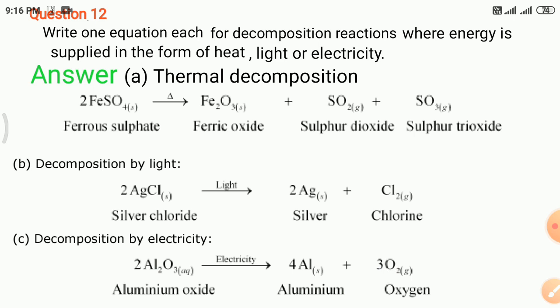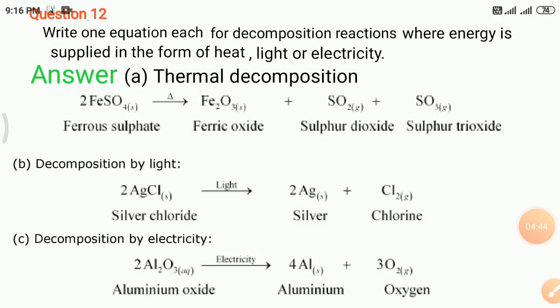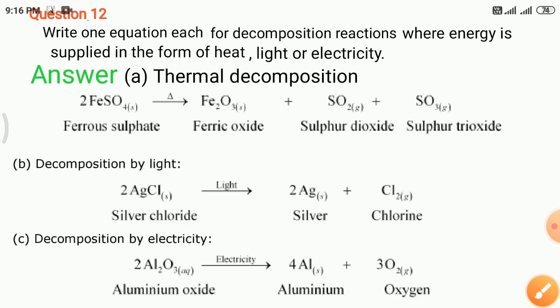Another equation we will write is for decomposition by light. For example, 2AgCl, silver chloride, in the presence of sunlight, will divide into silver and chlorine gas. So that is the example of decomposition by light.